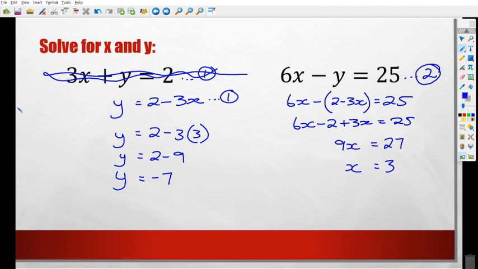Can you see how quickly you guys can do this? This is so easy, guys. So that's the last example for today. I hope this helps for your exams and your tests. Good luck, grade 10s.